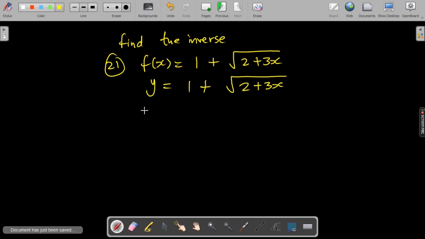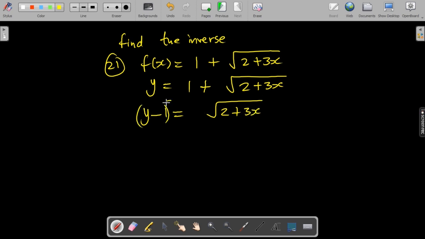I'm going to take this one to the left. And I want to eliminate the square root. So I'm going to square both sides. So on this side, I have y minus 1 squared. And on this side, the square root will go away because of that squared that I now introduced. At this point, you can now take the 2 to the left.